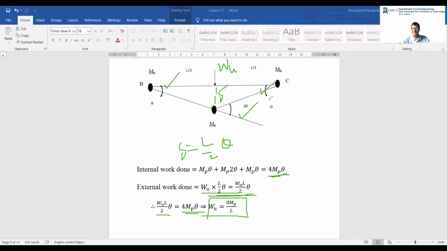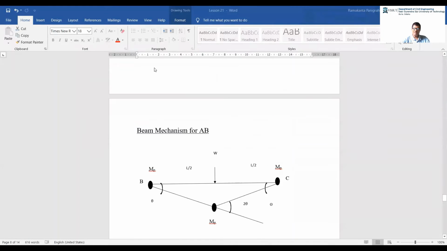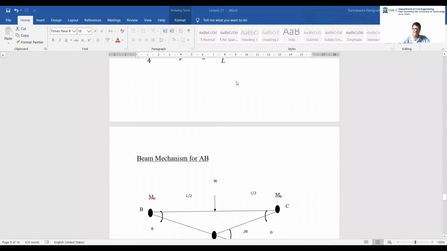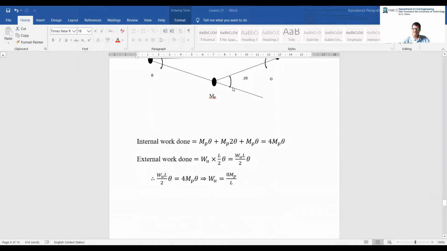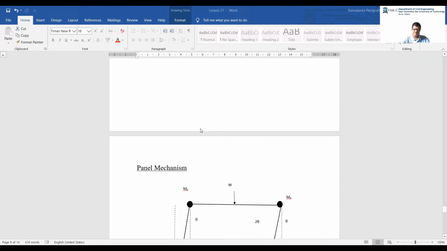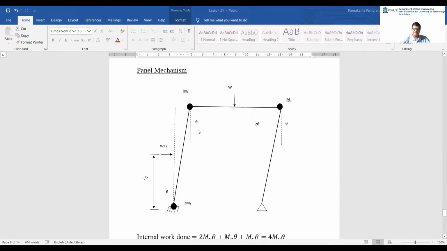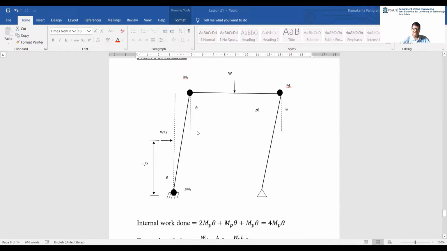So we find from this mechanism that W is 8 Mp by L, and from that mechanism it is 28 Mp by L. This is greater than 8 Mp by L. Now go to the panel mechanism. This is the panel mechanism.